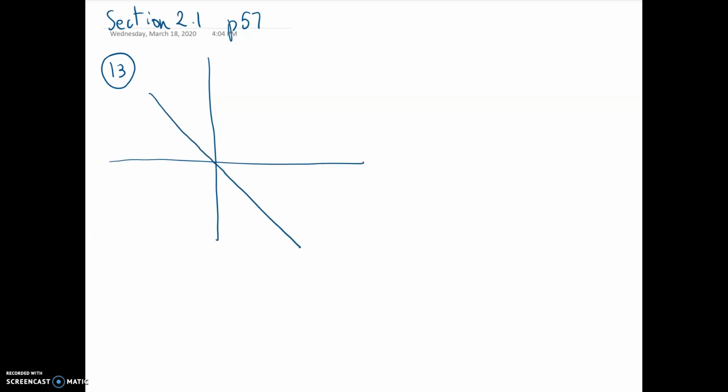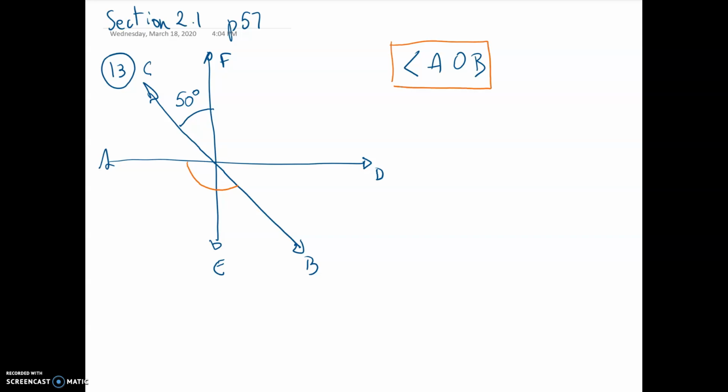Let me do that, not too bad for doing that with a ruler. And so we're having FC, we know that the angle right here is 50 degrees. And so we have D, B, E, and A, and we need to look for the angle AOB. First of all, we need to define where is my angle AOB, and my angle AOB is right here. That is my angle AOB. So that is the angle that I'm looking for.